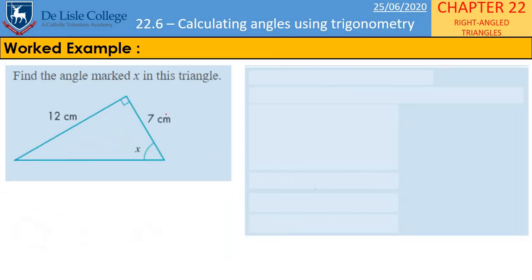Good, next one. So first things first, find the angle marked x in this triangle. So first let's label the sides that we're given. So we've got the other labelled angle that's not the right angle here. So we've got the opposite. We know that's the hypotenuse, so we know we've got the adjacent here because it's the side with the right angle and the other angle lie on.